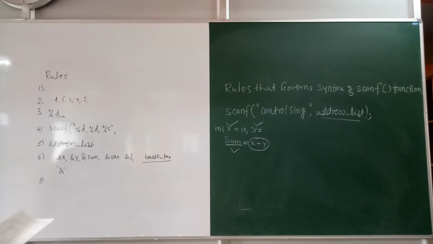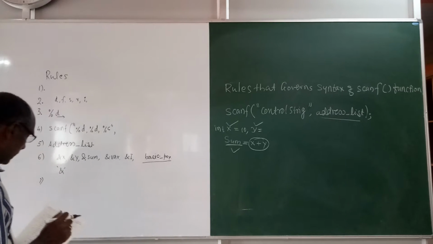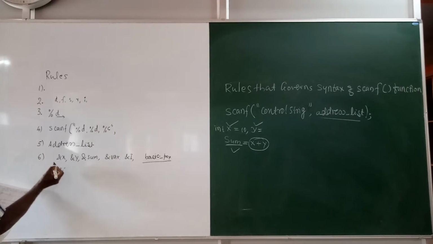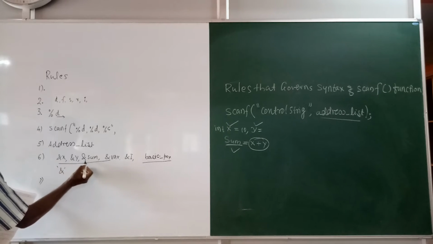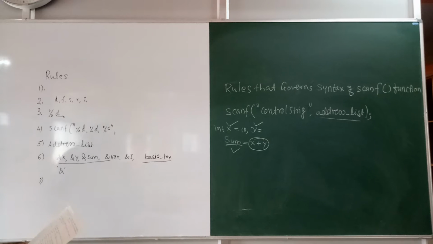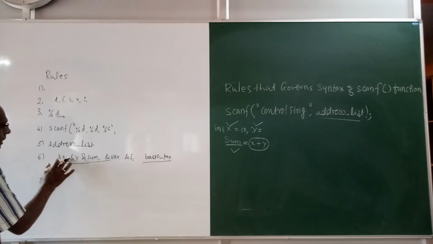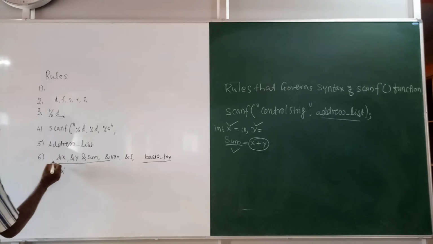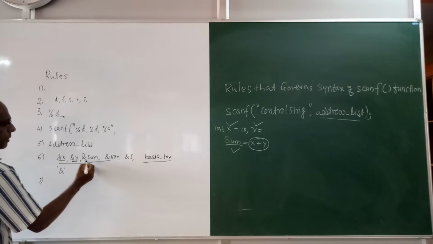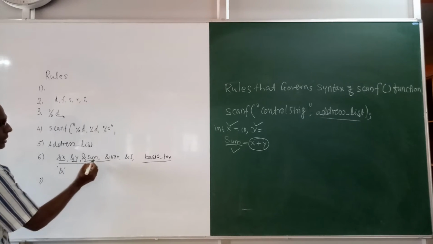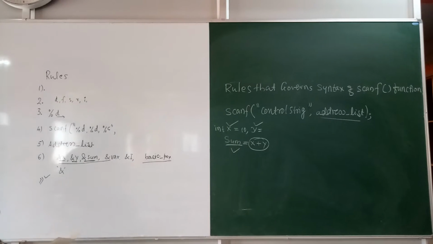Let us go for another rule, that is, all the address lists. Here I have given the example. All the address lists must be separated by commas. Here we should not leave any blank. This is one address list, this is another address list, and it should be separated by a comma. This should be another address list separated by a comma. That is rule number 7.